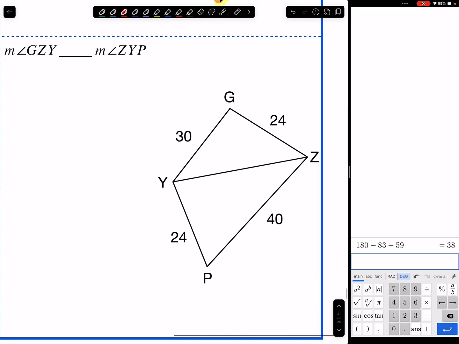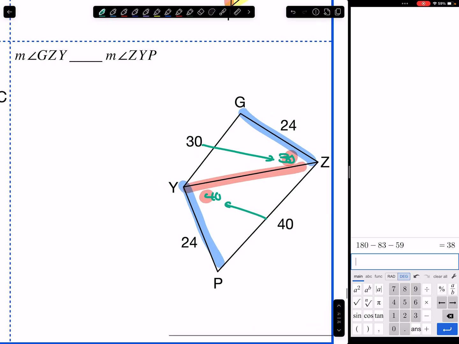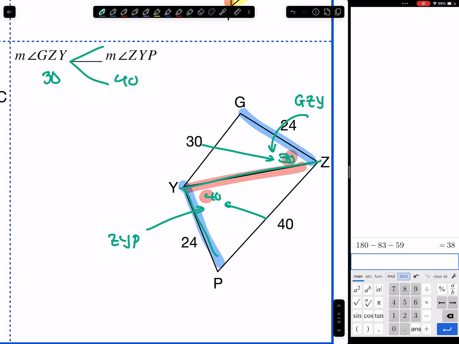I'm going to do this one a little bit quicker. I'm almost out of time. So 24 here, 24 there. And then the shared side in the middle is YZ. So the included angle is this one and that one. And so what we do is we can pull in the 40 there. We can pull in the 30 there. And so 30 is bigger than 40. Also, if you trace this out in order, this is G, Z, Y. So that's the 30. And then the other is actually this angle here, ZYP. So that's 40. 40 is bigger.